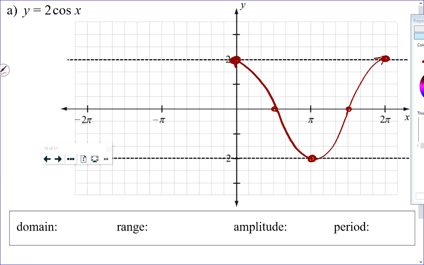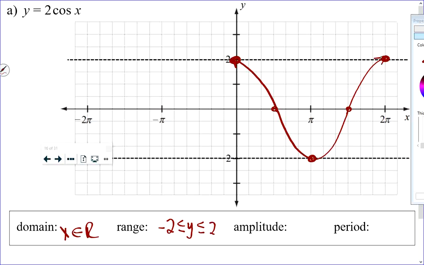The domain is any real number. And let's get something out of the way right now. There is nothing you can do to cosine or sine graphs to change that fact. The domain is any real number. What is the range? Negative 2 is less than or equal to y, which is less than or equal to 2. So now we have a maximum value of 2 and a minimum value of negative 2.